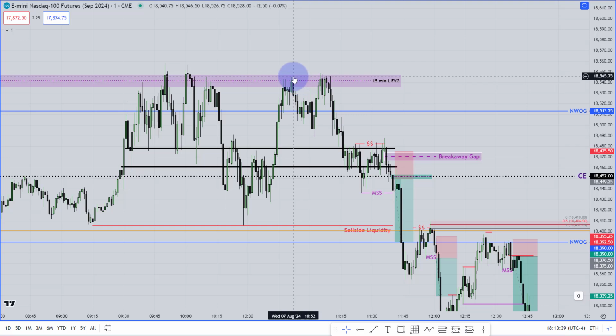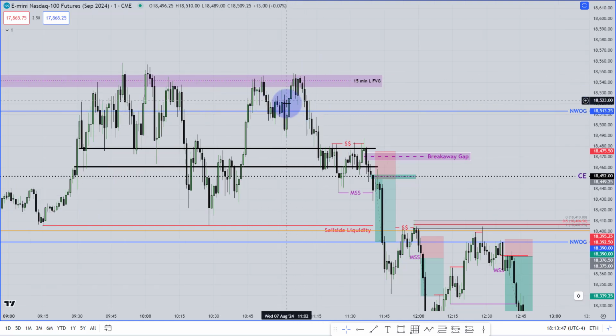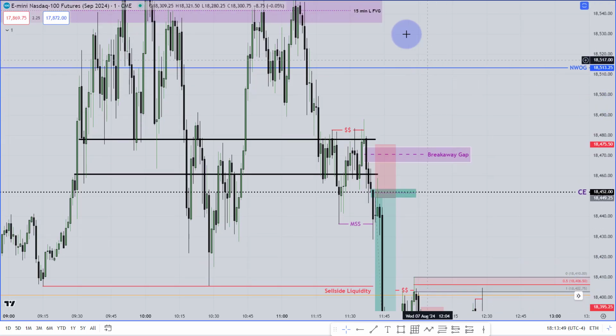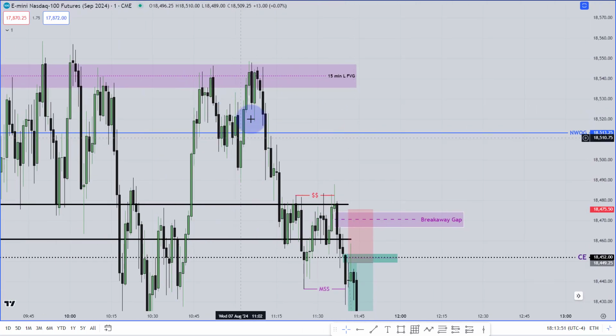Then finally market made another high. It has taken that high. This was the liquidity run for the first time where I have the bullish fair value gap, right? Now over here, which bullish fair value gap are you going to mark? You have two bullish fair value gaps. The first one here, you have another bullish fair value gap there.